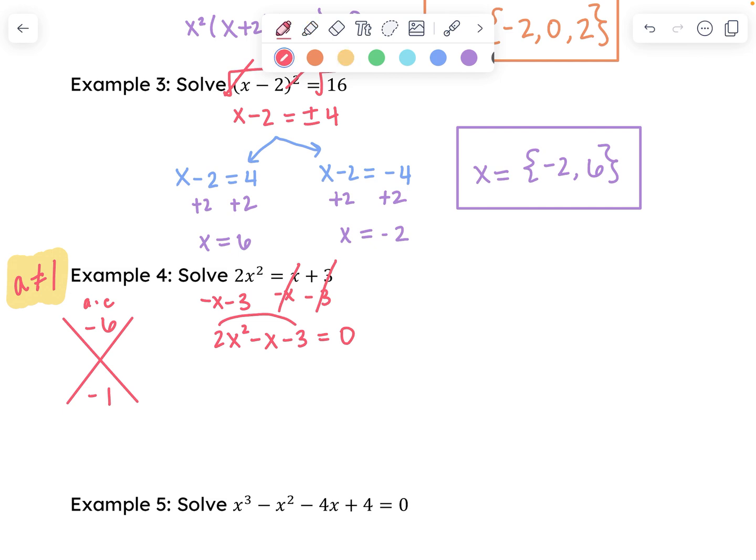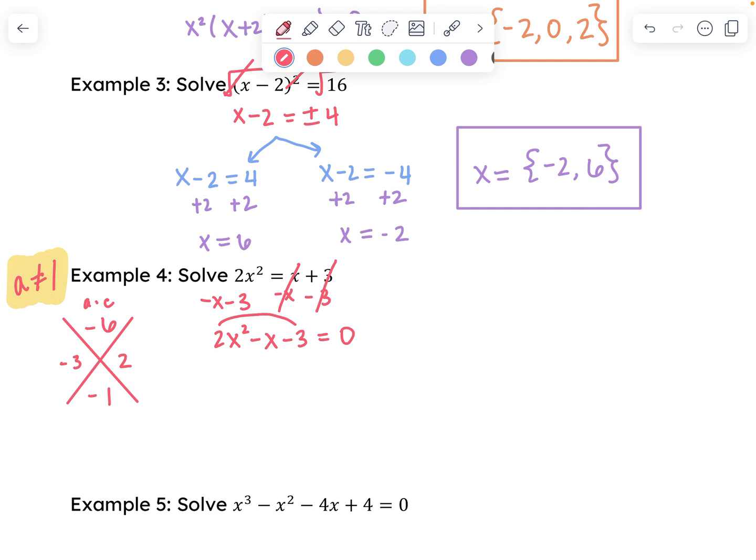So I'm still going to fill in the sides of my big X with something that multiplies to negative 6 and adds to negative 1. So that's going to be a negative 3 and a positive 2. But I'm not just going to take it over and write it in my parentheses.